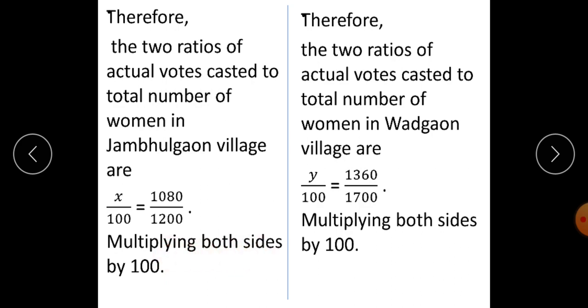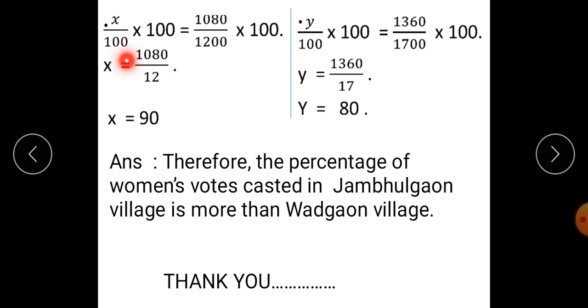Therefore, the next step, x upon 100 multiplied by 100 is equal to 1080 upon 1200 into 100. Both these 100s get cancelled. Two zeros from 1200 and 100 we have to cut. Therefore, in the simplest form we get x is equal to 1080 upon 12. Now students, you know that 12 ones are 12 and 12 nines are 108. Therefore, we get the value of x as 90.